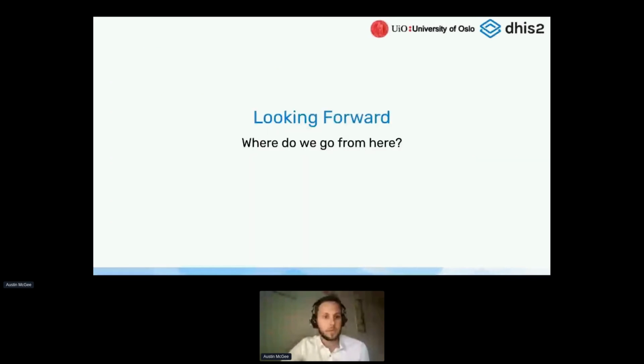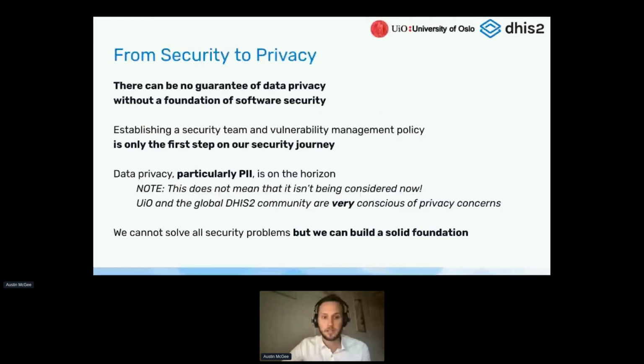Going forward from here, more of what we're doing, focusing on moving from software security into data privacy, and also looking at personally identifiable information, which is again addressed today, but is something that we want to increase our focus on in the near future.